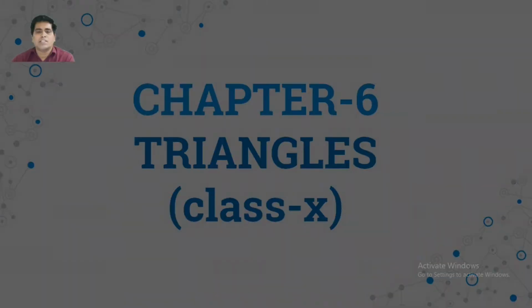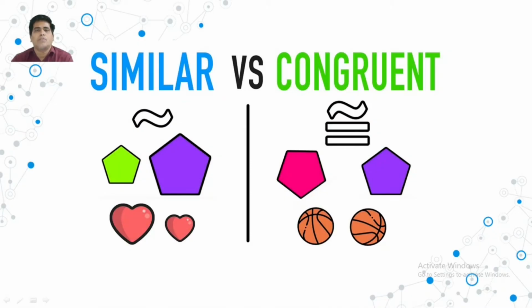Today we are targeting exercise 6.1. Before we start exercise 6.1, we have to talk about similar and congruent. Many children have a misconception about similar and congruent. So what is similar? In similar we talk about only shape. Two shapes are the same. In congruent we talk about two conditions, size as well as shape. Both are the same.